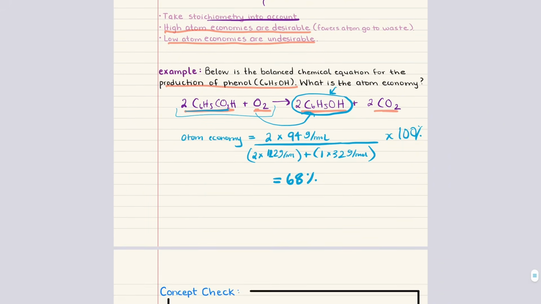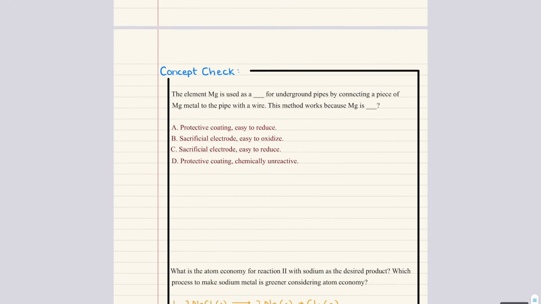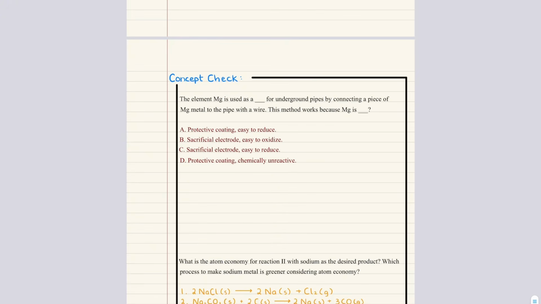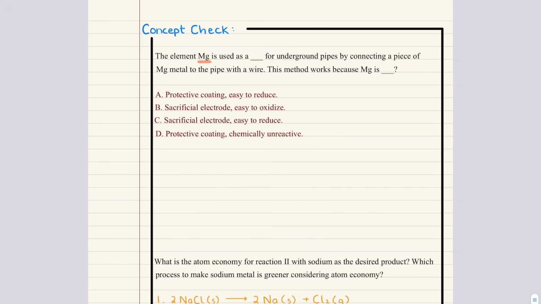Now, to end this lecture, we're going to double check our understanding with two final questions that tie together both corrosion prevention and atom economy. The first question asks about the role of magnesium when it's attached to underground pipes. The statement says the element magnesium is used as a blank for underground pipes by connecting a piece of magnesium metal to the pipe with a wire. This method works because magnesium is blank.